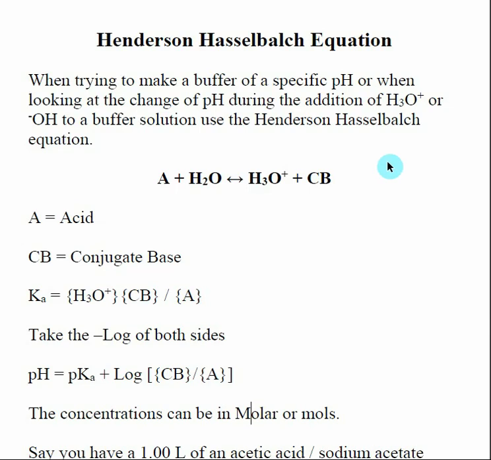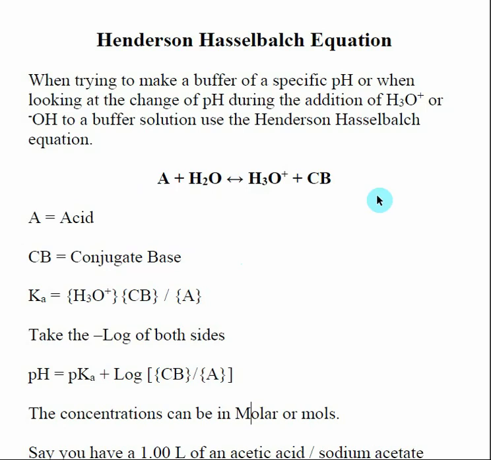So if we have a generic Ka equilibrium, where an acid reacts with water to make hydronium and conjugate base, remember that we have an acid and the conjugate base here, and what we're going to find out is that the pH of the solution is very much determined by the relative amounts of these two species. So how do we get to the Henderson-Hasselbalch equation?